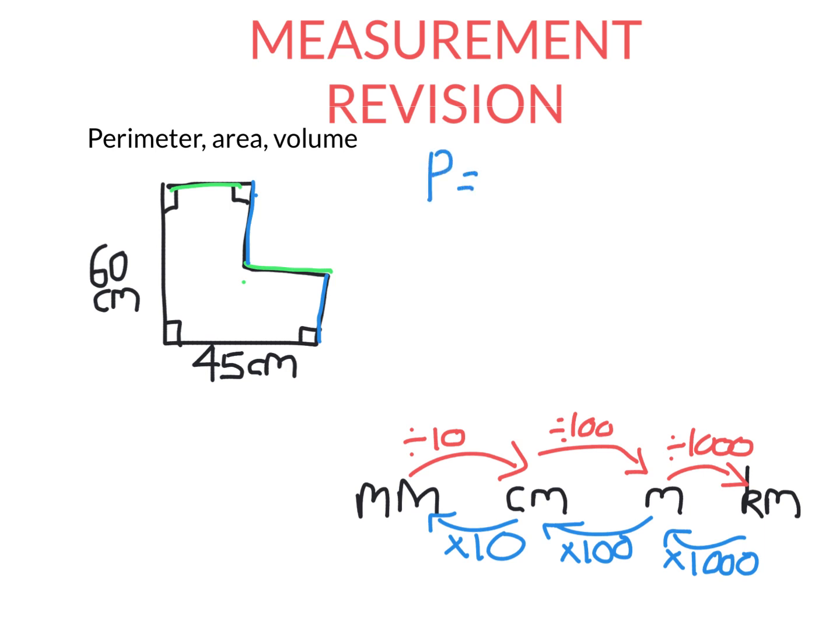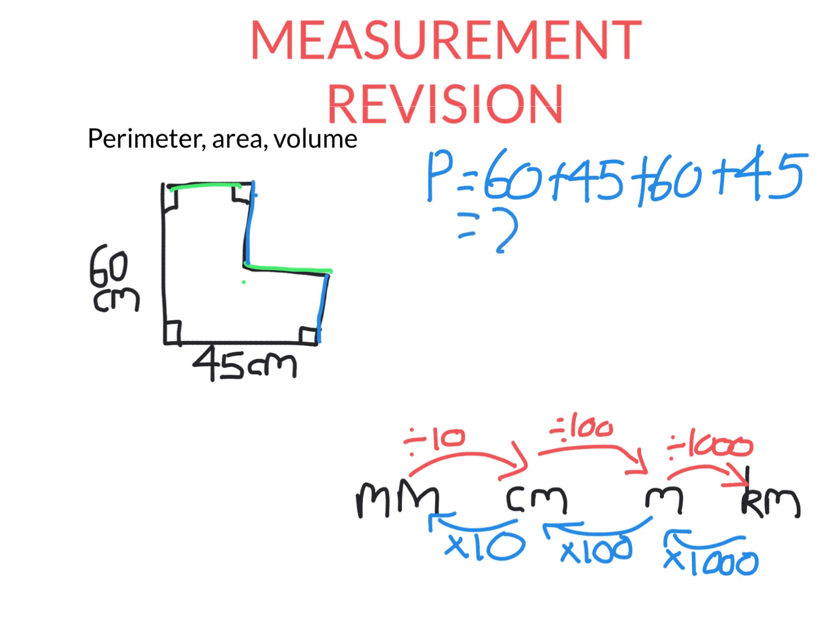So I have the 60 centimeter side and the 45 centimeter side, but I can also add another 60 for these two sides marked blue, and I'm going to add another 45 for the two sides marked green. So adding them up, you get 210 centimeters. You can use your calculator for this. So that's the length around the outside of the shape.